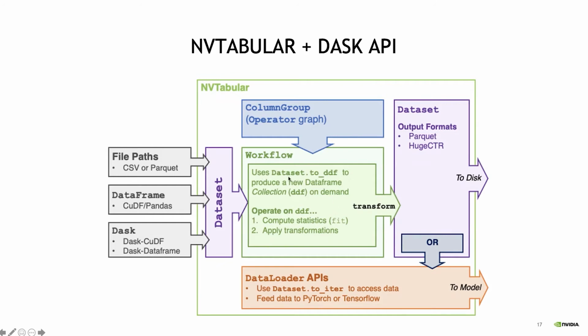The workflow would use toDDF, which I'll talk about in a bit, to on demand create an underlying Dask data frame to operate on. When you call fit, it will eagerly execute a collection of statistics graphs on this data frame. And then when you call transform, it will effectively call map partitions to call many user-defined operations on each partition of your underlying DDF and output a new transformed data set. From there, you can write that to disk, or you can pass it into a model, a PyTorch or TensorFlow model, for example.